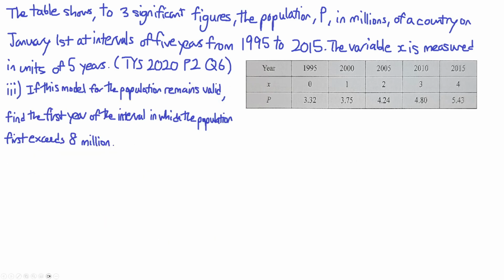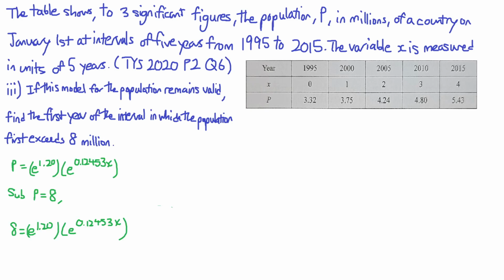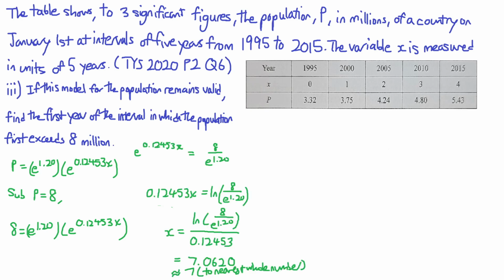Now, the third part asks us to find the first year of the interval in which the population first exceeds 8 million. This part is simple, as all we have to do is to substitute P equals 8 into our equation from part 2 and make x the subject. We will need to change the form from exponential form to logarithmic form while we make x the subject. After some calculations, the value of x should be 7.0620, or 7 when rounding down.